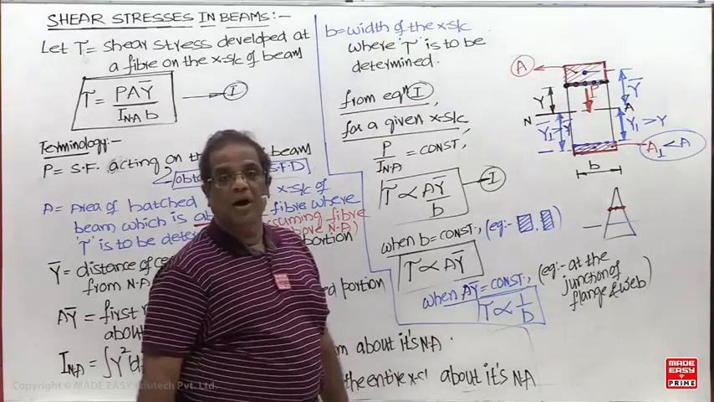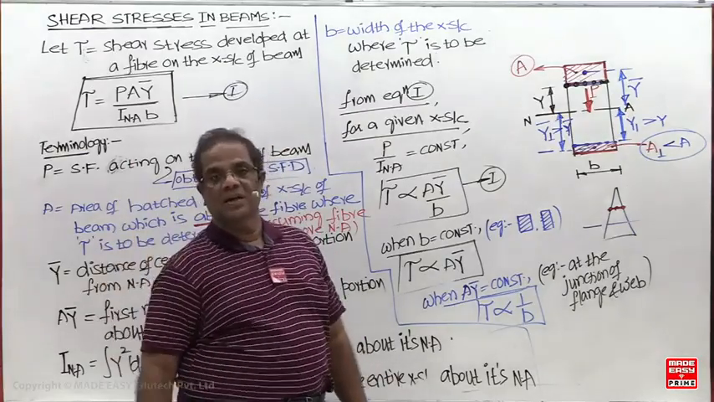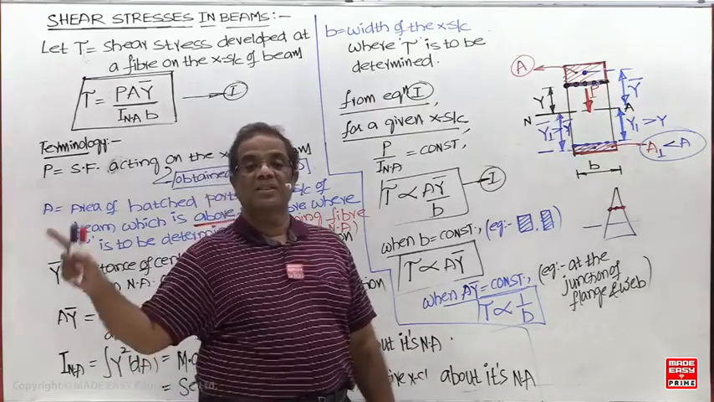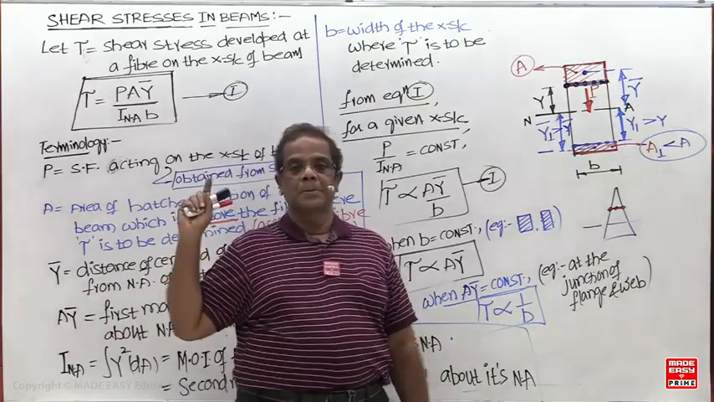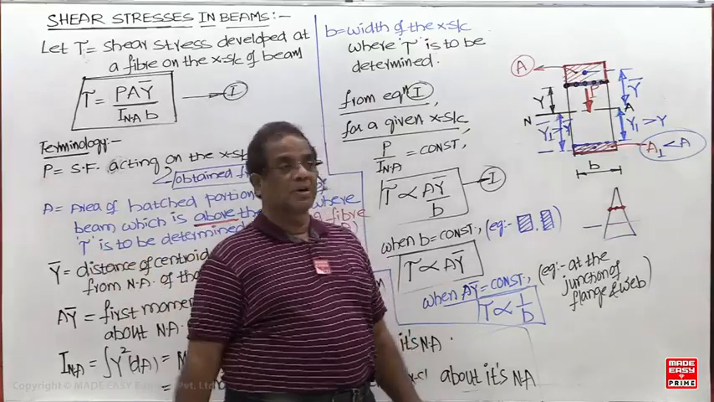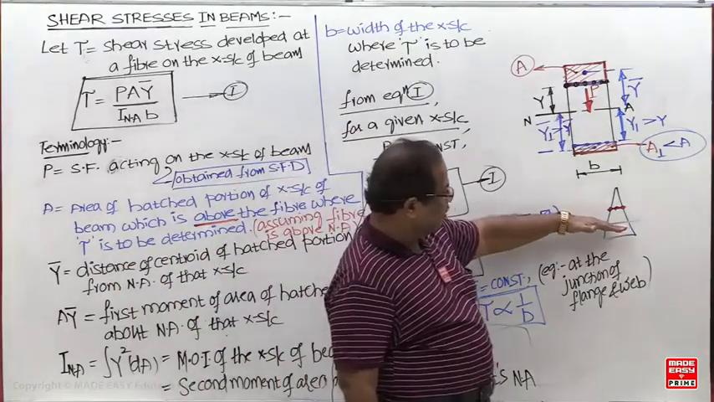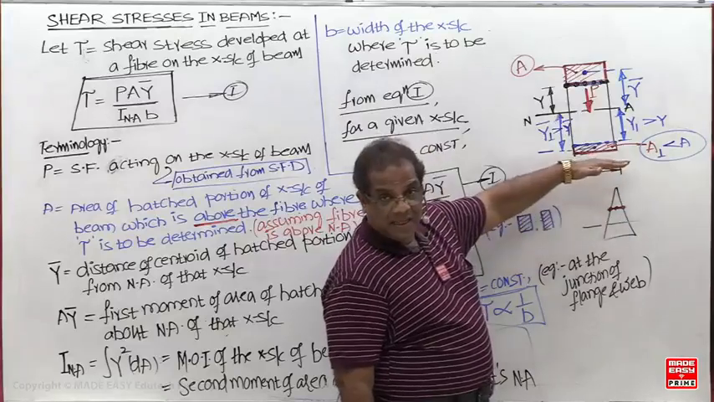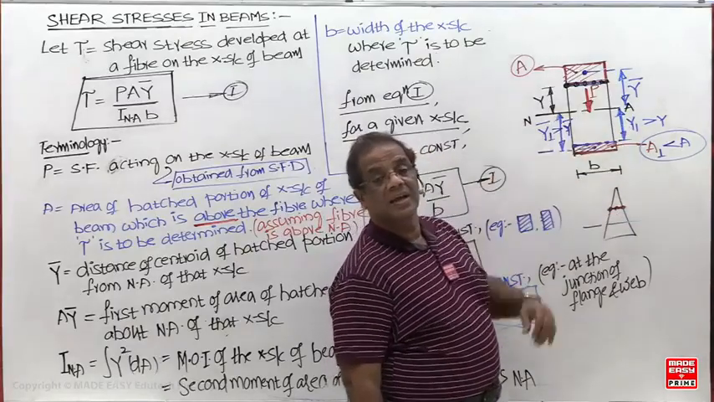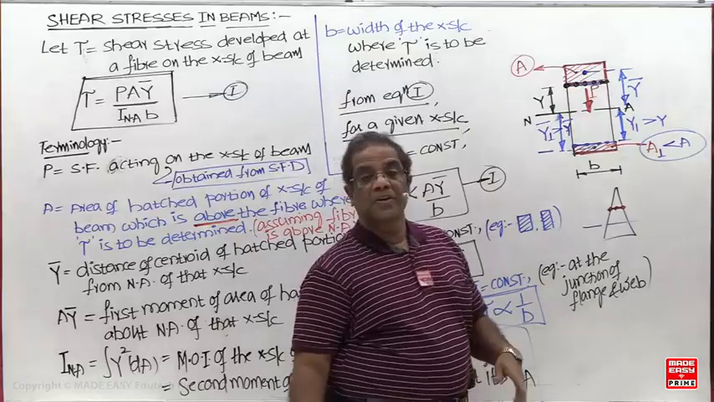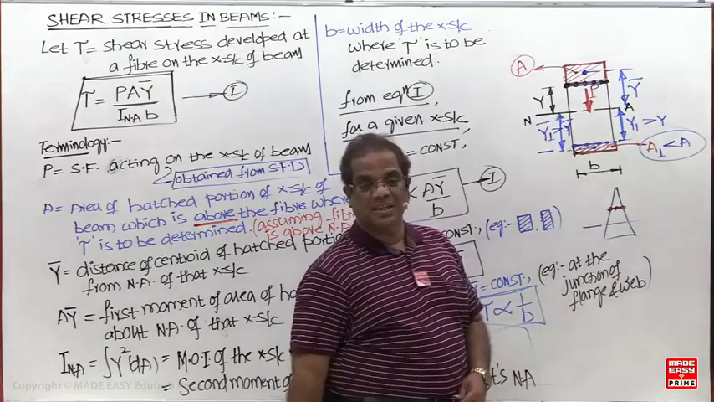Then what's your aim now? Always you are after the maximum shear stress. What is the aim of this chapter? We want the maximum shear stress, but we don't know where the shear stress is maximum. Fiber to fiber, when I'm going like this, area is decreasing, y bar is increasing, and width is decreasing. So you cannot directly tell where the shear stress is maximum.